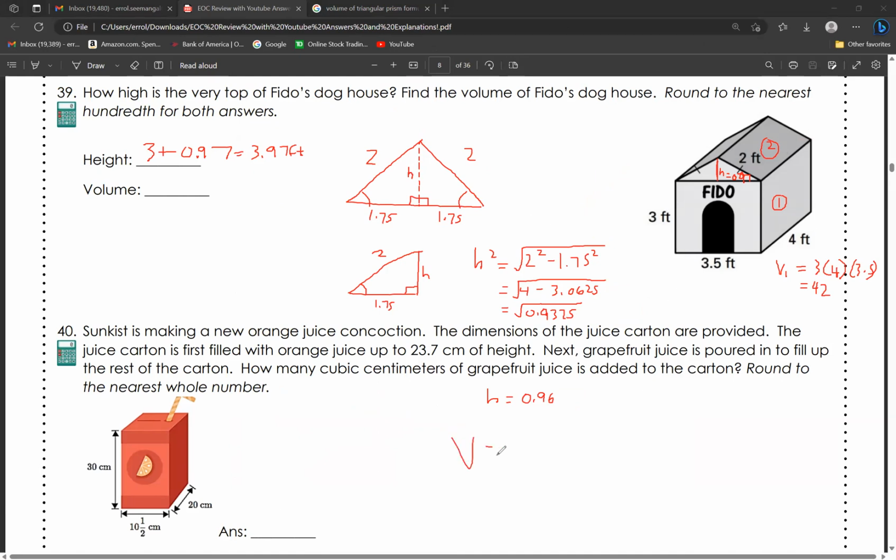So volume of the second one is base times height. Base we know is this distance, 3.5 times the height, which we just calculated, 0.97. What is that? 3.5 times 0.97, and then you add that to 42. 42 plus whatever this works out to be. Add that right here.